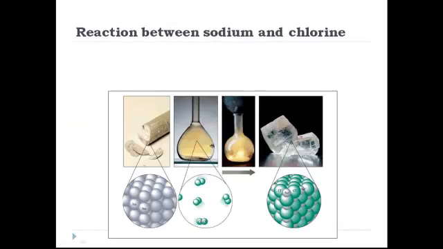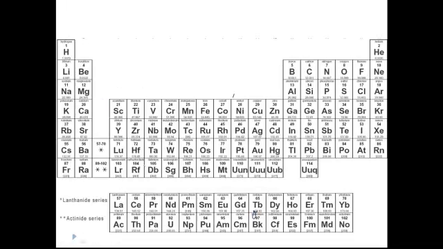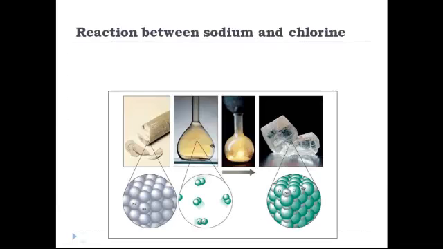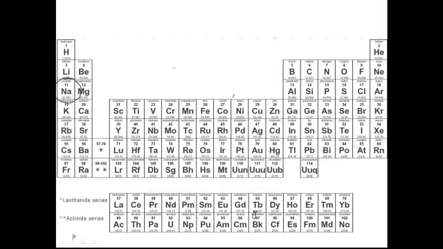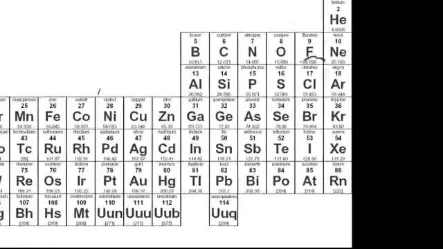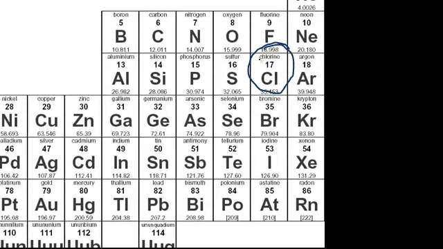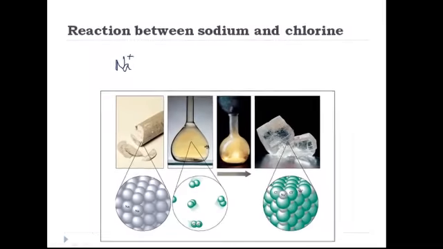So let's look at an example. We're going to look at the reaction between sodium and chlorine. So first, let's find sodium on the periodic table. It's over here in group 1. Sodium, because it's in group 1, will make a +1 ion. So we have Na+, and chlorine is in group 17, way over here. Everybody in group 17 makes a -1 ion.